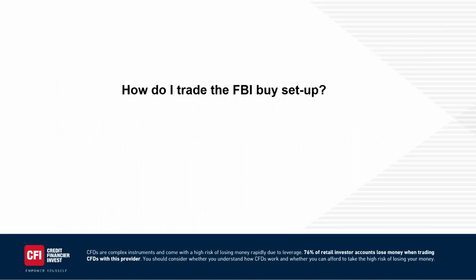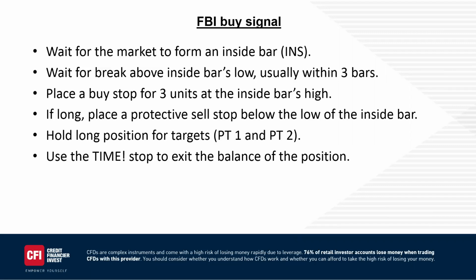Okay, so now let's talk a little bit about trading strategies that one could adopt around the FBI pattern. How would I trade the FBI buy setup? First things first, wait for the market to form an inside bar. You can't have an FBI without an inside bar. Second, wait for the break below the inside bar's low, usually within 3 bars. Once we've got that, we place a stop to buy 3 units above the inside bar's high.